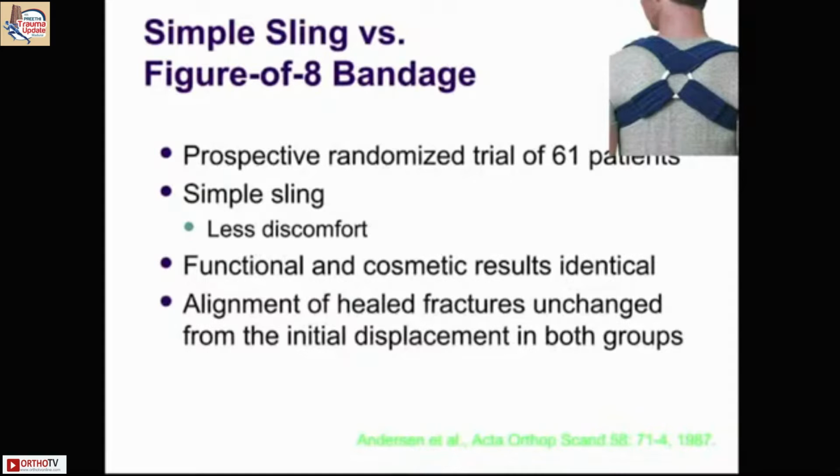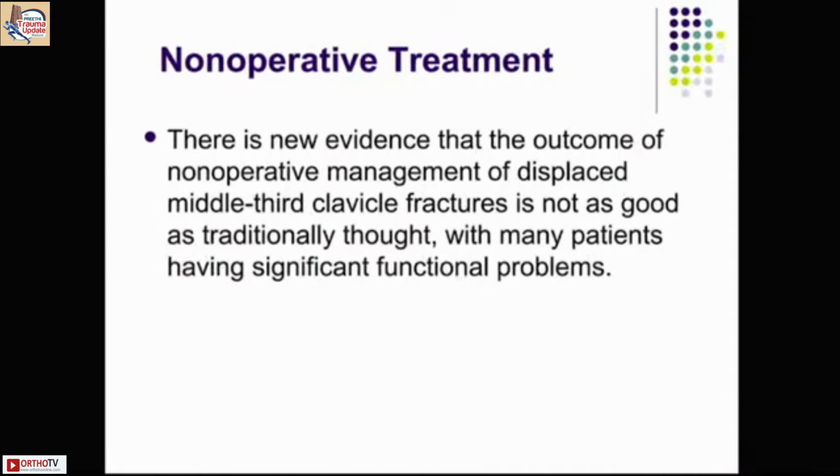In fact, the simple sling has less discomfort, and the functional and cosmetic results are identical in both groups. So in displaced fractures with cortical contact, it is better to go for conservative treatment if the patient is ready to accept the mild cosmetic deformity. But this doesn't hold good for all fractures, as there is new evidence that the outcome of non-operative management of displaced fractures is not as good as traditionally thought, with many patients having significant functional problems.